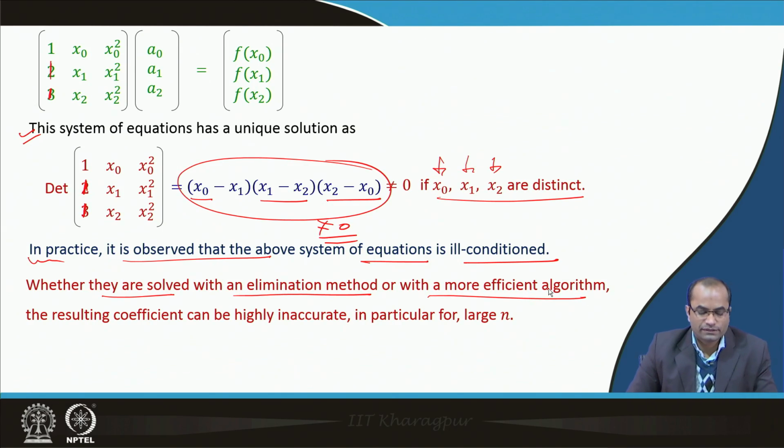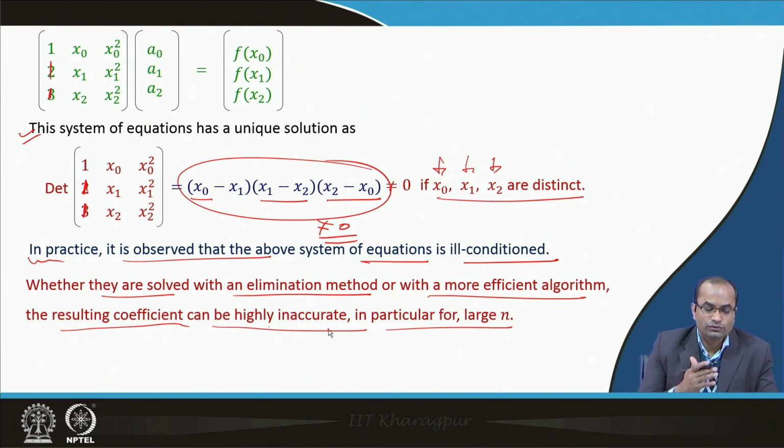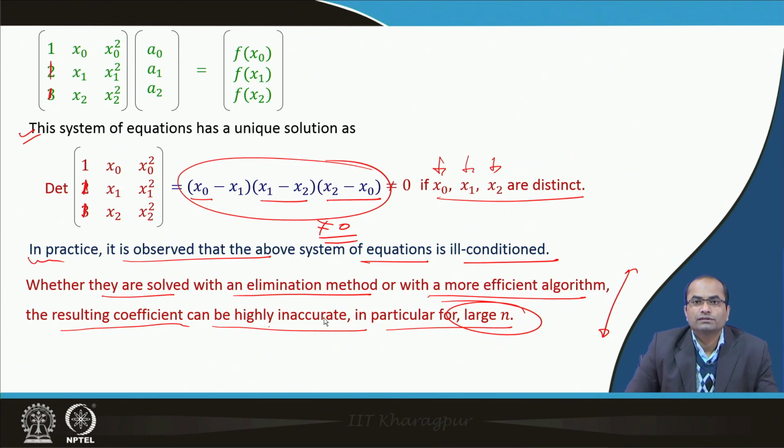Any other efficient algorithm we take, the resulting coefficients can be highly inaccurate. So, ill condition means very little error in the matrix entries can lead to highly inaccurate values of its solution, that means a naught, a 1 and a 2. So, that is the ill condition, and this is what is observed. We are not going much into the detail of this part, but for large n one can understand that this system is actually difficult to solve because of this ill conditioned system.